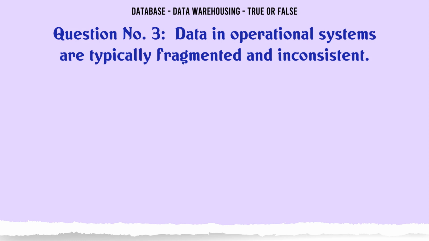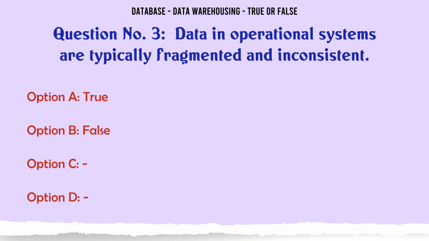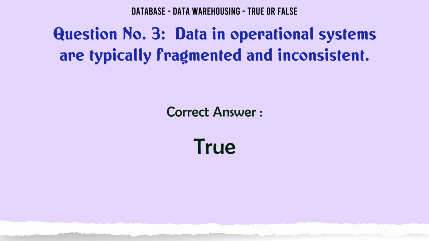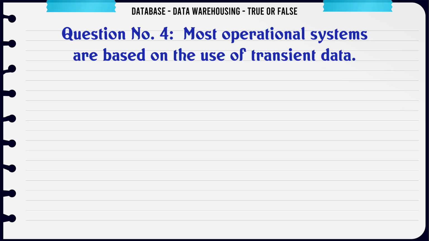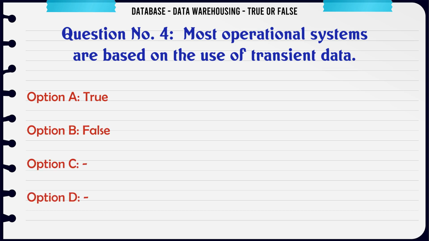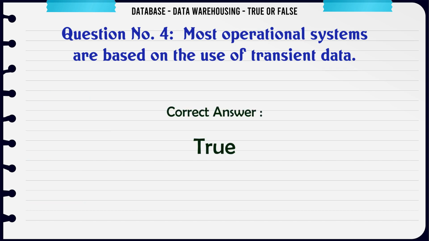Data in operational systems are typically fragmented and inconsistent. True or false? The correct answer is true. Most operational systems are based on the use of transient data. True or false? The correct answer is true.